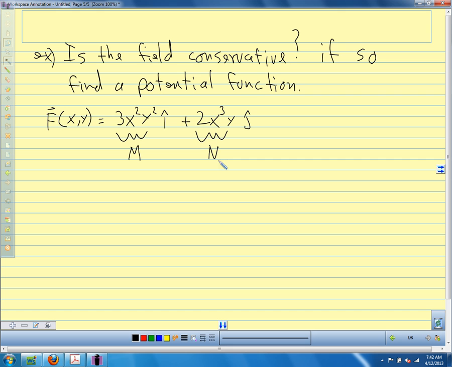So our test, we want to take the partial of m with respect to y and the partial of n with respect to x and see if they're equal. So dm/dy, our partial of m with respect to y, is what? 6x squared y. And our partial of n with respect to x is 6x squared y. So our answer is that it is conservative.